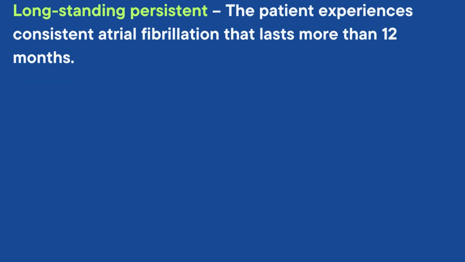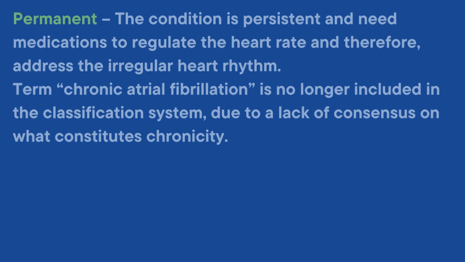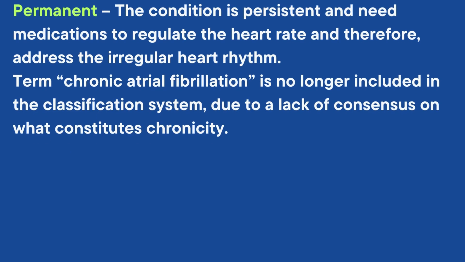Next is long-standing persistent, another subtype wherein the patient experiences consistent atrial fibrillation that lasts more than 12 months. Next is permanent. In this subtype, the condition is persistent and therefore would need medications to regulate the heart rate and therefore address the irregular heart rhythm. The use of the term chronic atrial fibrillation is no longer included in the classification system due to a lack of consensus on what constitutes chronicity.